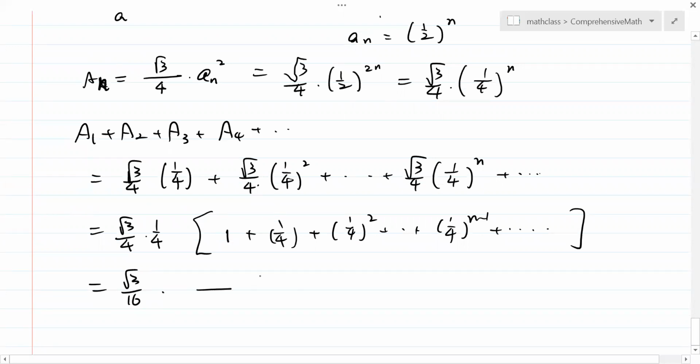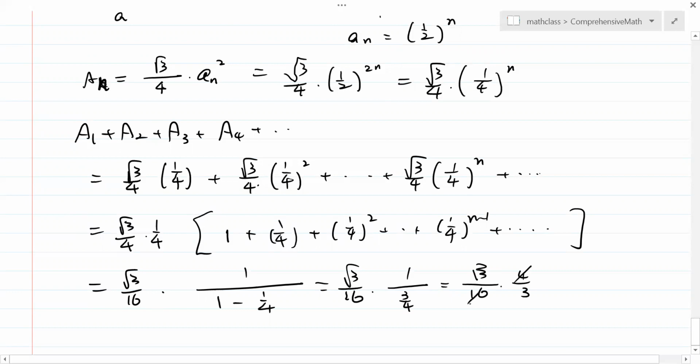This is 16. So 1 over 1 minus 1 over... Okay, so it's square root 3 over 16, and this is a 3 over 4, and let's simplify it. That's going to be square root 3, 16, 4 over 3, cancel, and square root 3 over 12. Yeah, so that is the answer. Right? So you will see some problems like that, but this is the only place you use the concept of limit, if infinite terms.